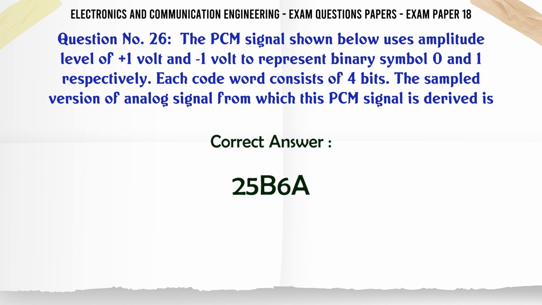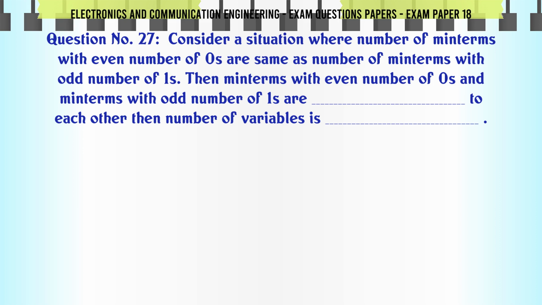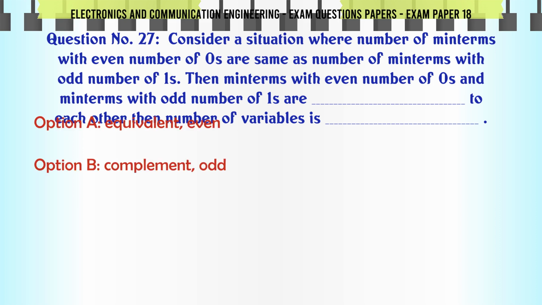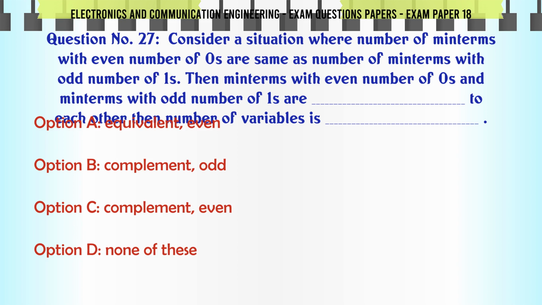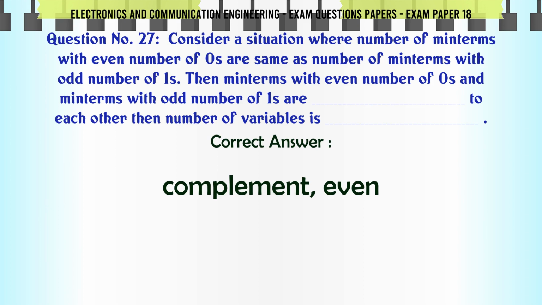25B6A. Consider a situation where number of minterms with even number of zeros are same as number of minterms with odd number of 1s. Then minterms with even number of zeros and minterms with odd number of 1s are to each other, then number of variables is A. Equivalent even, B. Complement odd, C. Complement even, D. None of these. The correct answer is complement even.